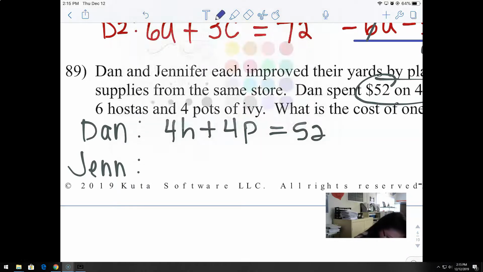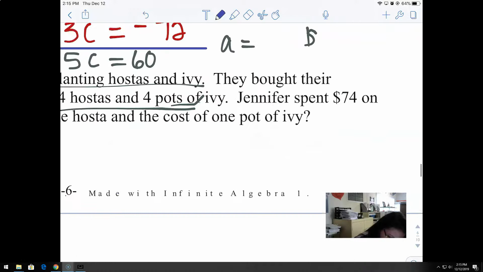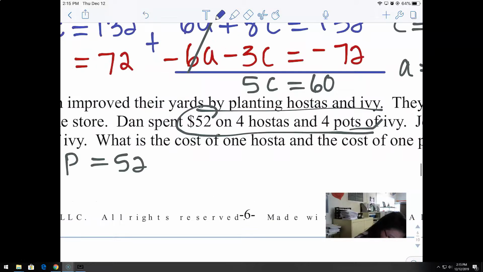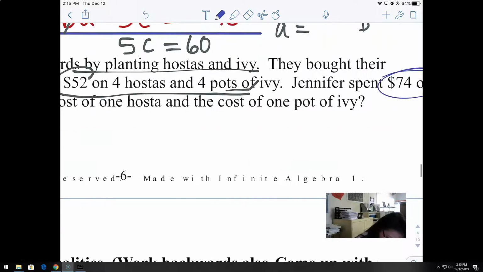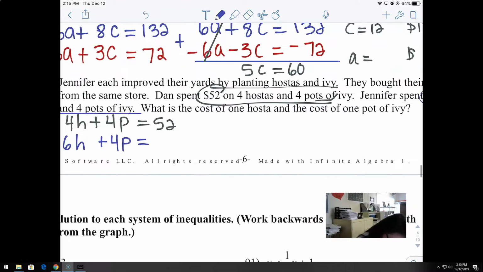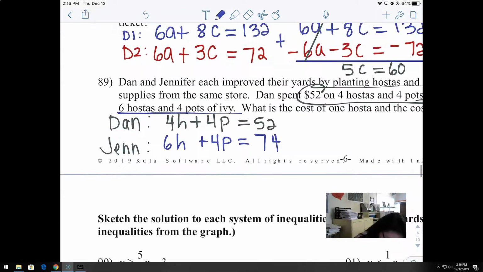Meanwhile, Jennifer spent 74 on 6H plus 4P, and spent, what did we say, $74? Okay, so there you go.